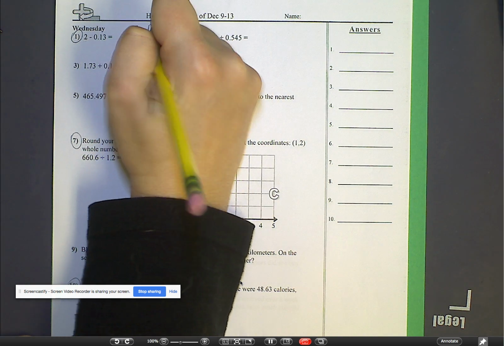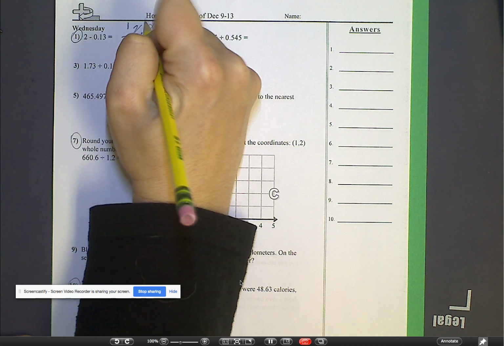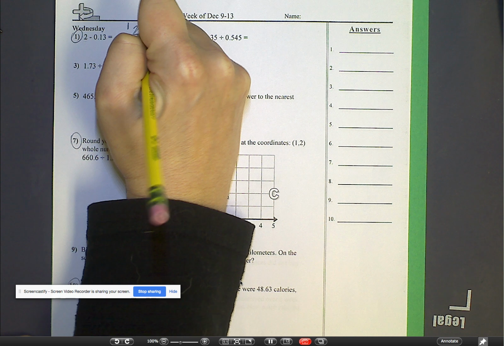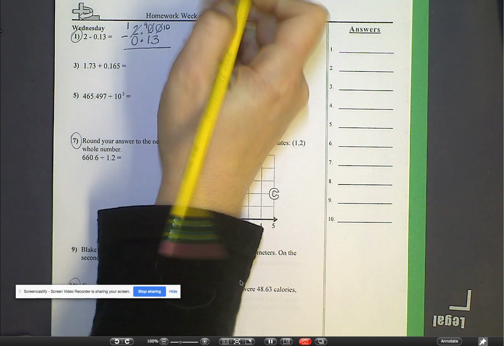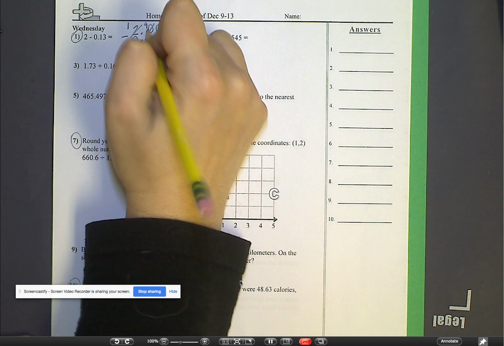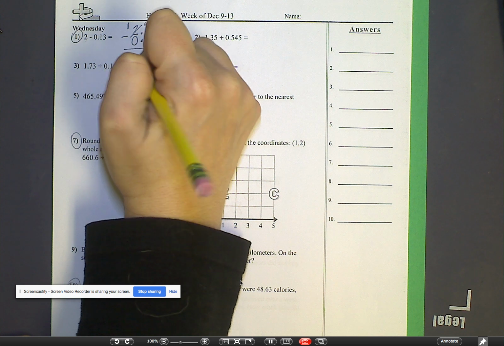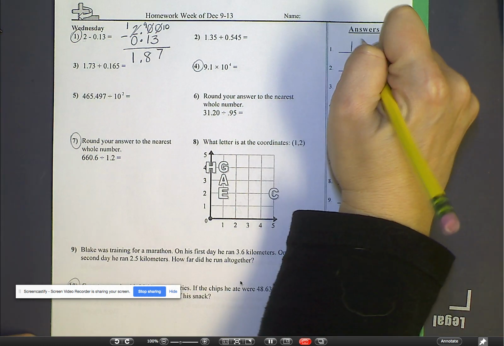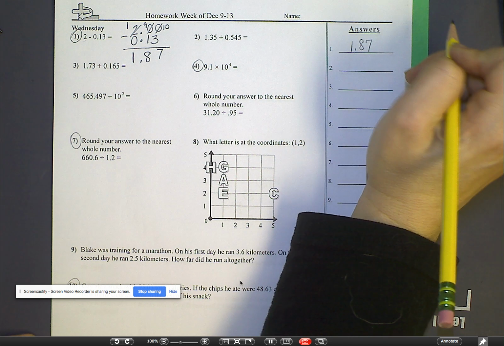Okay, so I can't do this, so I'm going to change that to a 1. This would be a 10, but I've got to give some to over here. So there's 9 and then 10. 10 minus 3 is 7. 9 minus 1 is 8. And then 1 minus 0 is 1. So the answer to number 1 is 1 and 87 hundredths.